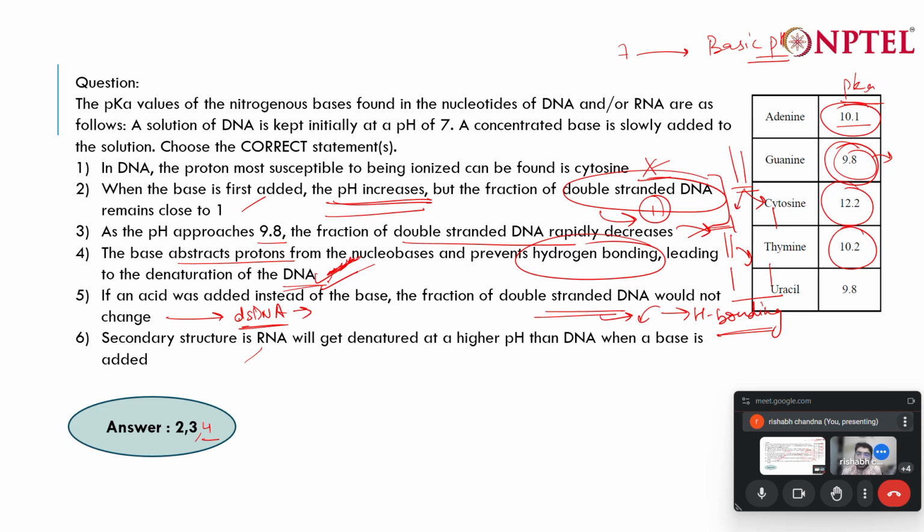Now, the secondary structure of RNA will get denatured at a higher pH than DNA when a base is added. No, this is not a correct statement because in both scenarios, be it RNA or DNA, when we add a base, that means the pH is increasing. So in that scenario, both DNA as well as the secondary structure of RNA will get denatured. So this statement is also false. So the correct answer is option number 2, 3, and 4.